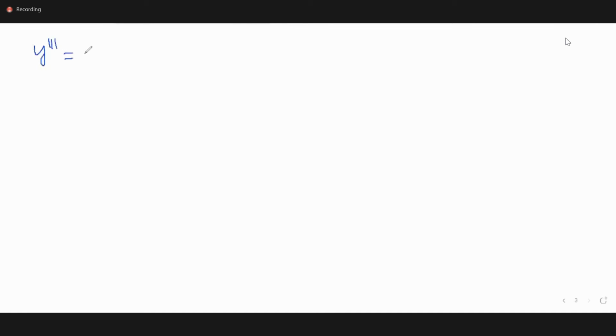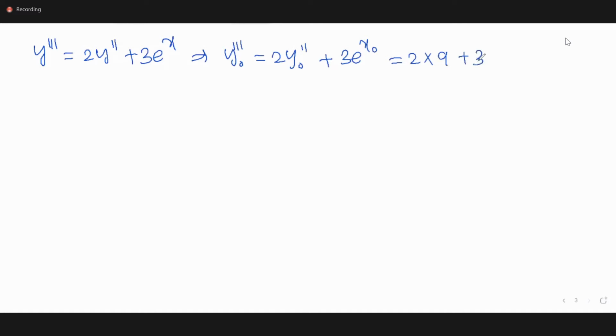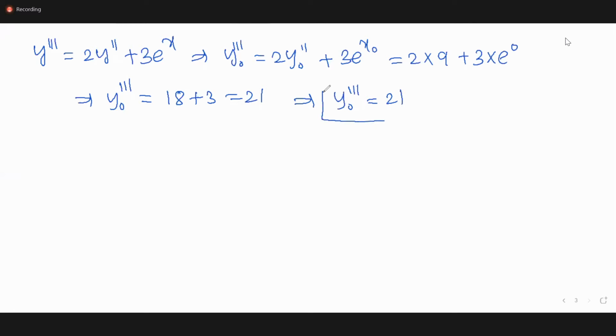Next, y triple dash is equal to 2y double dash plus 3 e power x. So y naught triple dash is equal to 2y naught double dash plus 3 e power x naught. So 2 into what is y naught double dash? 9, plus 3 into e power 0. So y naught triple dash is equal to 18 plus 3, it is 21. So the third order derivative of y at x is equal to x naught is 21.